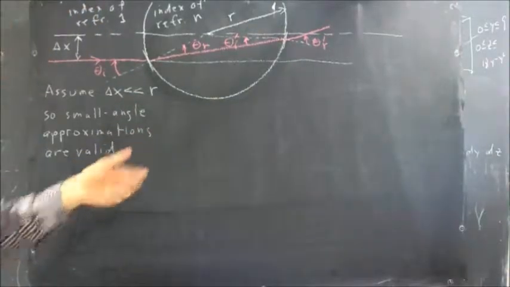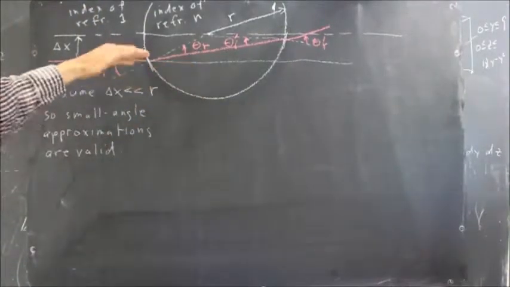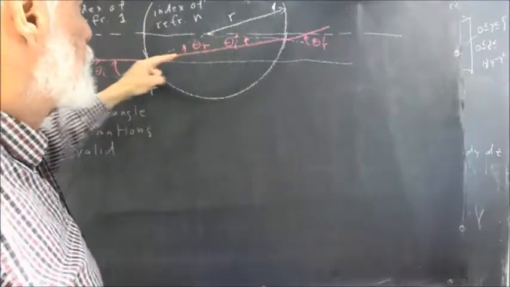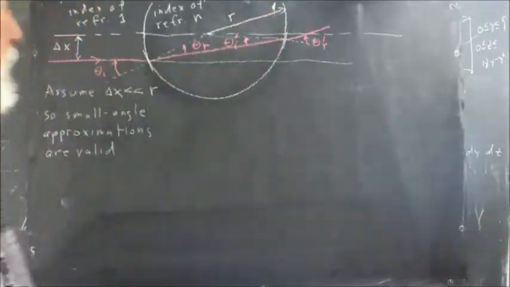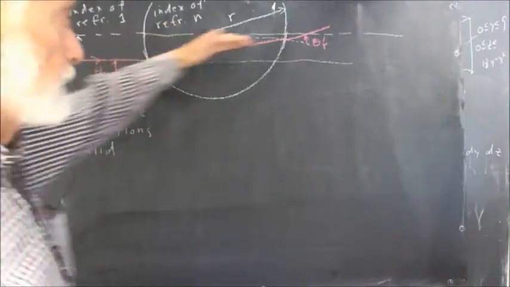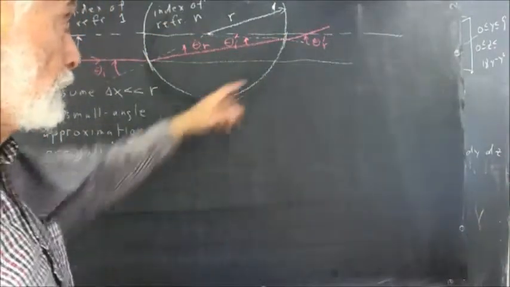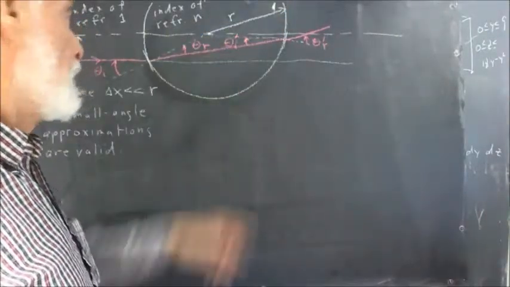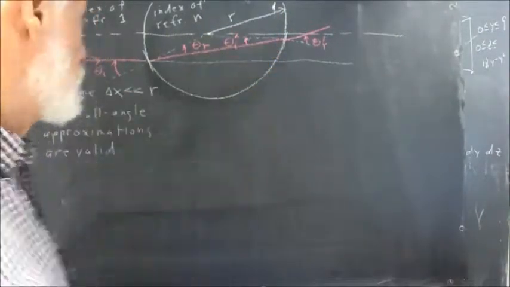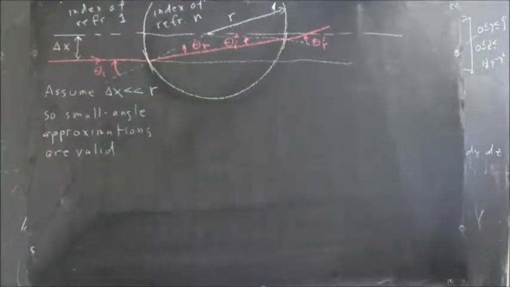I'll also comment that for some substances, this ray could actually cross the axis before it hits the back of the cylinder. But for water and for most substances, the index of refraction is low enough that that doesn't happen. And when that does happen, then the focal point is actually inside the lens. Okay, well, let's make a few small angle approximations here. Let's go ahead and use different colored chalk to do that.